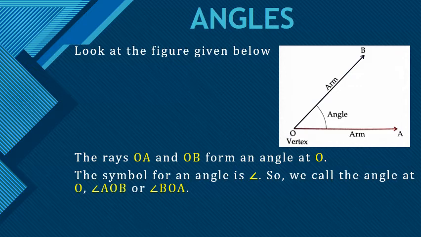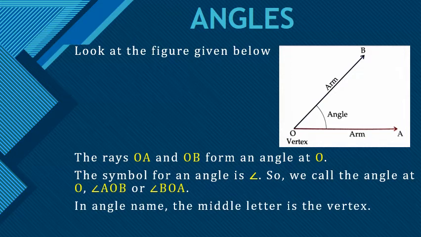The symbol for an angle is this. So, we call the angle at point O as angle AOB or angle BOA. In an angle name, the middle letter is the vertex. That is, when we say angle AOB, here the middle letter O is the vertex of the angle, right? The point at which the two rays start, right?